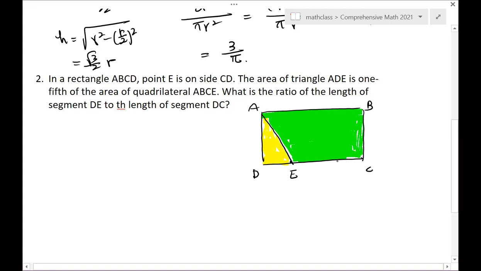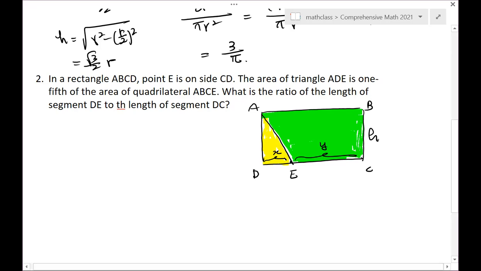Okay, I'm going to denote DE by X, and EC I'll call Y. We don't know these, right? Those are all unknown. And then the height is H. So what do we have to find out? Write down the given information first.